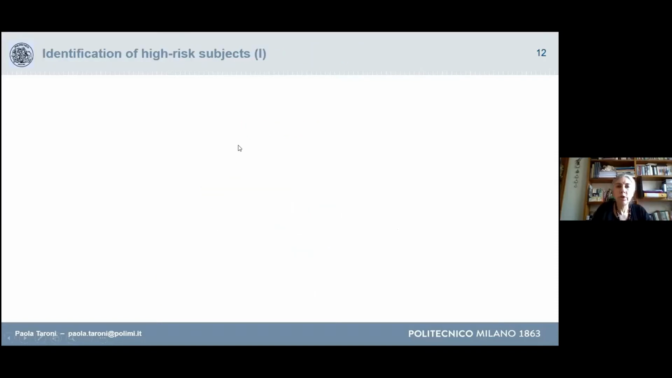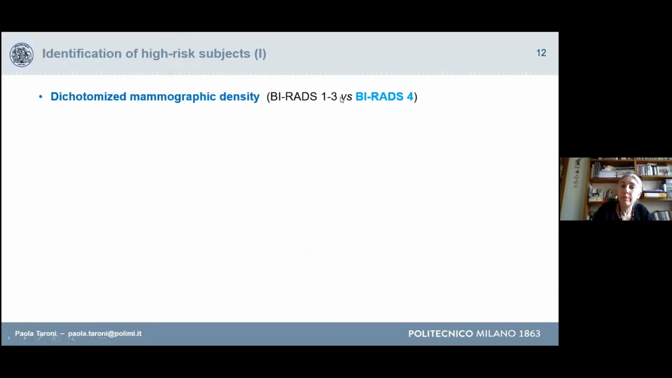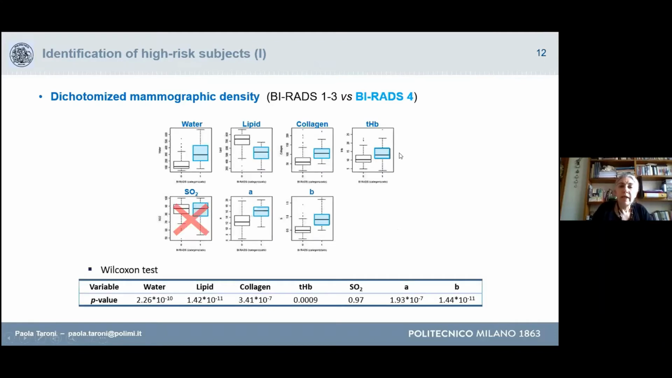Okay, so now we want to identify women at high risk, so women in Bi-RADS category 4, as compared to other women. Look at the parameters that we measure. All parameters we measure are significantly different for women at high risk: higher water, lower lipid, higher collagen, higher hemoglobin content, higher scattering parameters. Only blood oxygen saturation is not significantly different. But we have 6 significantly different parameters.